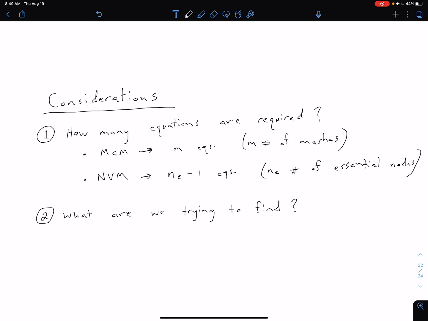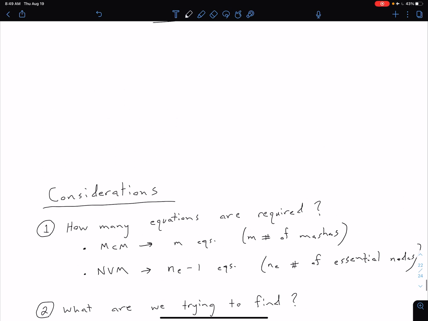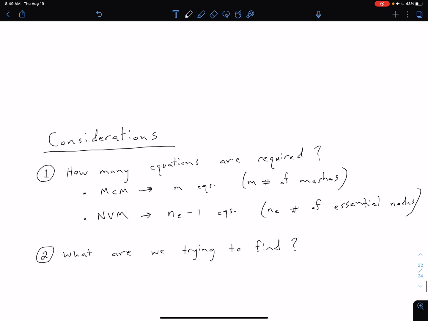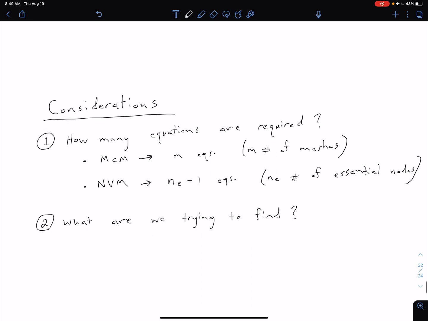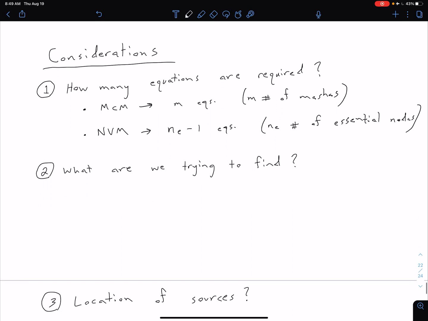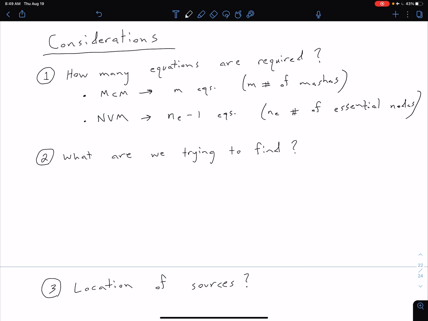We should also consider, though, that number of equations alone is not necessarily a good metric because maybe we have two very complicated equations versus three simpler equations. So something else to consider. Again, coming back to this idea of preference though, maybe if you're more comfortable with mesh current, then dealing with an extra equation or two is worth it as opposed to having to deal with the method that you're not as comfortable with.